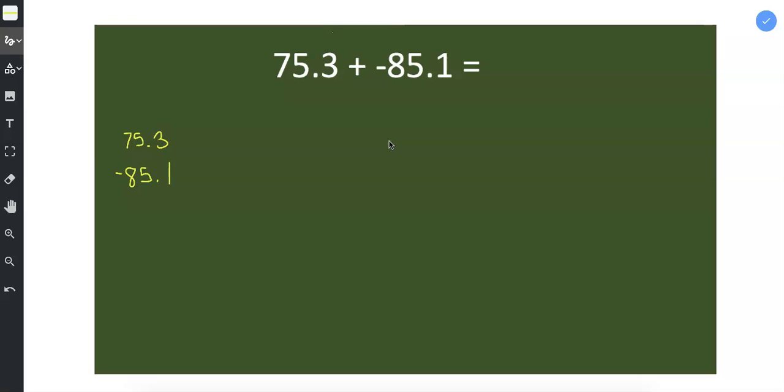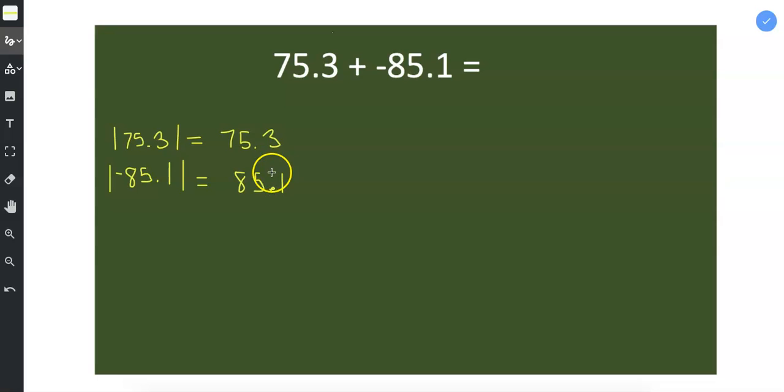When you're subtracting, you put the larger number on top. And when I say larger number, I mean the larger number in terms of absolute value. So I wrote these over here to save a little time. I'm going to go ahead and put the absolute value brackets around it. The absolute value of 75.3 is 75.3. Remember, absolute value is just distance from 0. And the absolute value of negative 85.1 is positive 85.1. We record our distance from 0 as a positive value.